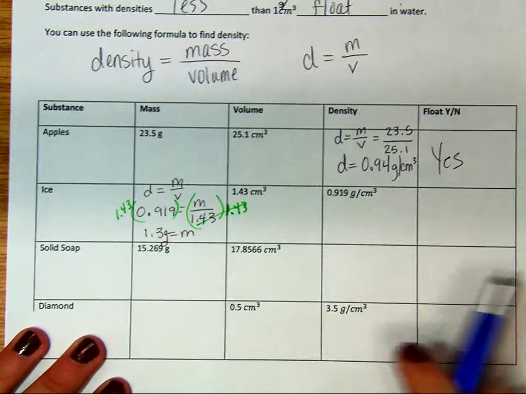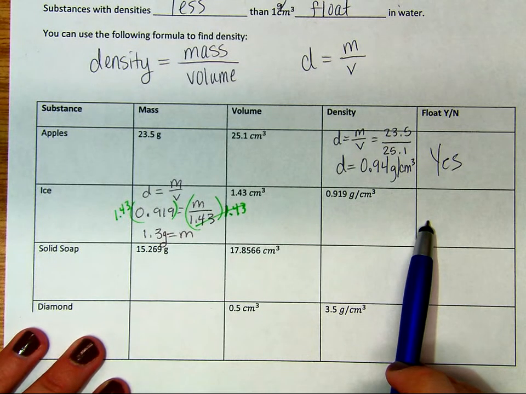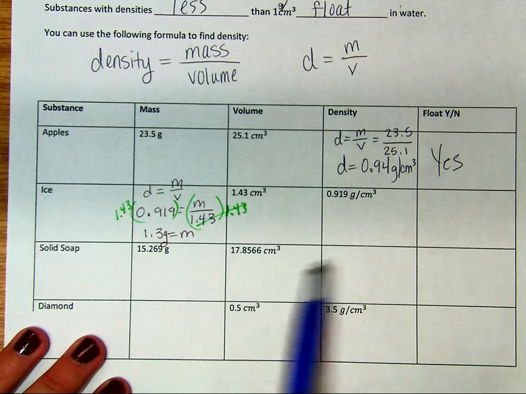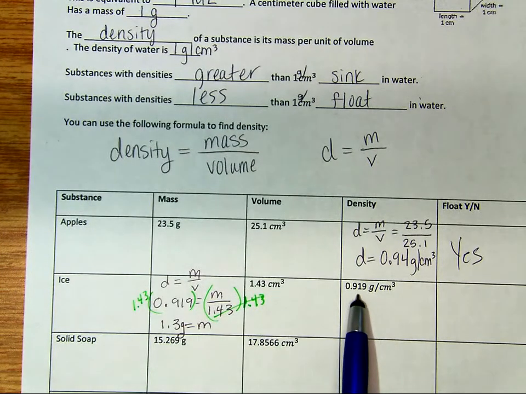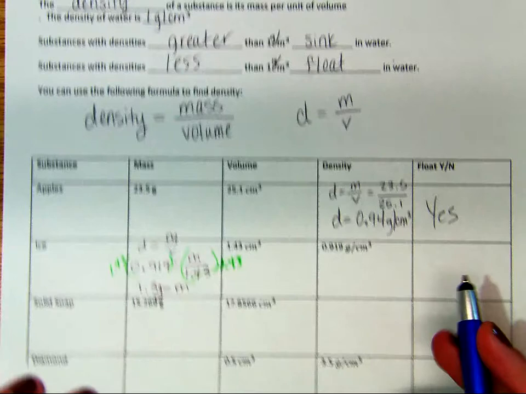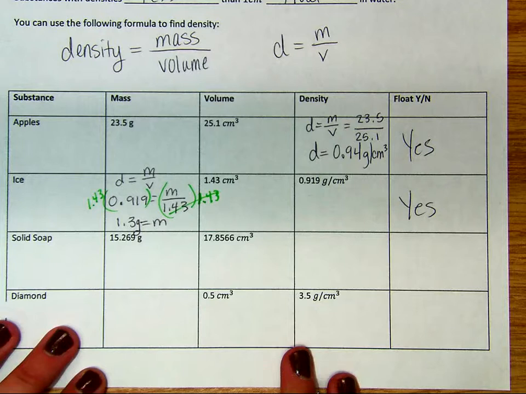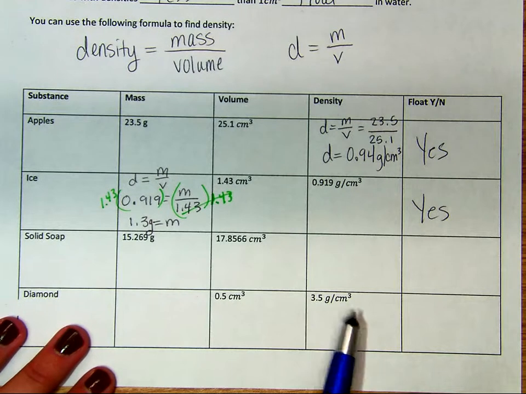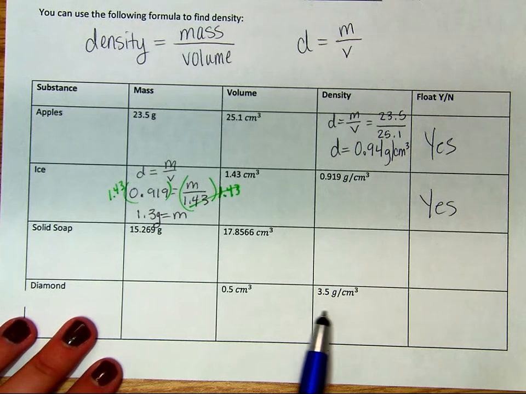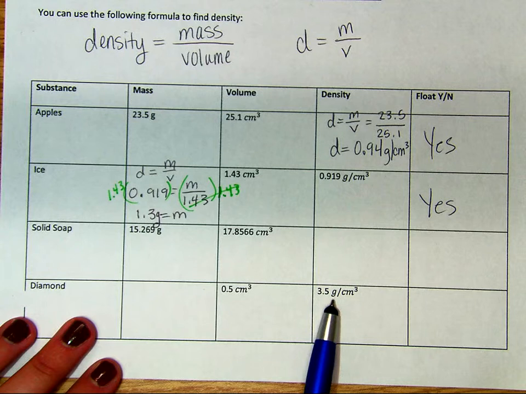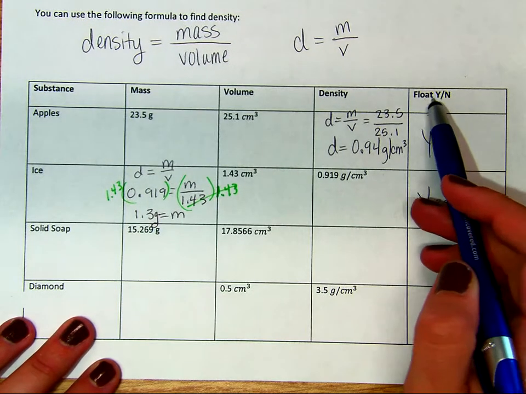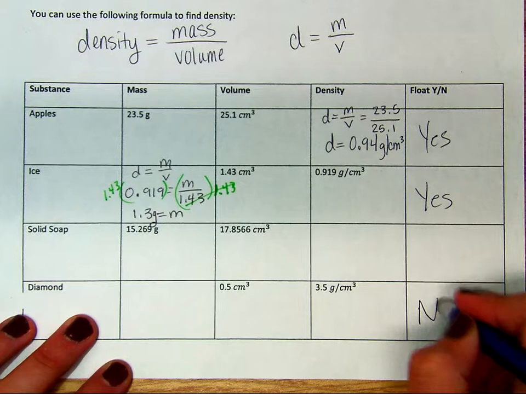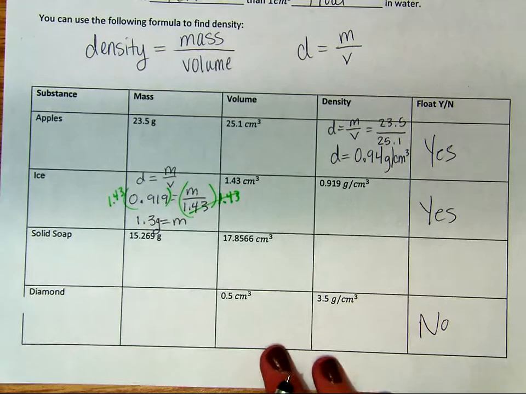Would this float or sink in water? Well, that has to do with the density. So the density is less than 1. 0.919 is less than 1, which is the density of water. So yes, this would float. And we can already actually jump ahead for the diamonds. 3.5 grams per centimeter cubed. That's definitely bigger than 1. So anything bigger than 1 would sink. So is it going to float, yes or no? No, it would sink. Just jumped ahead for a minute.